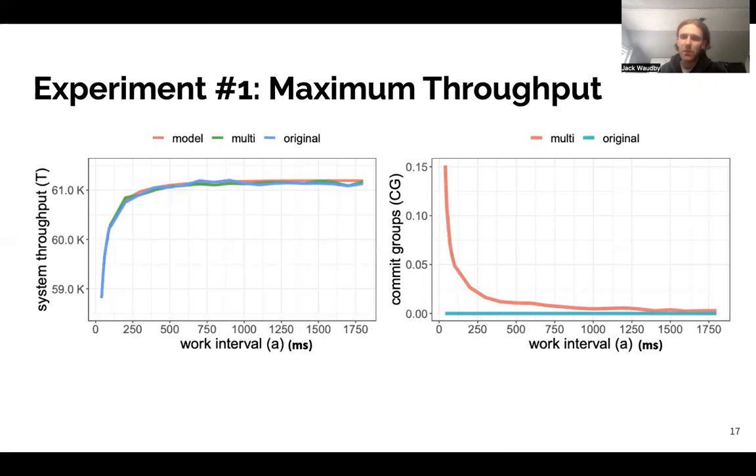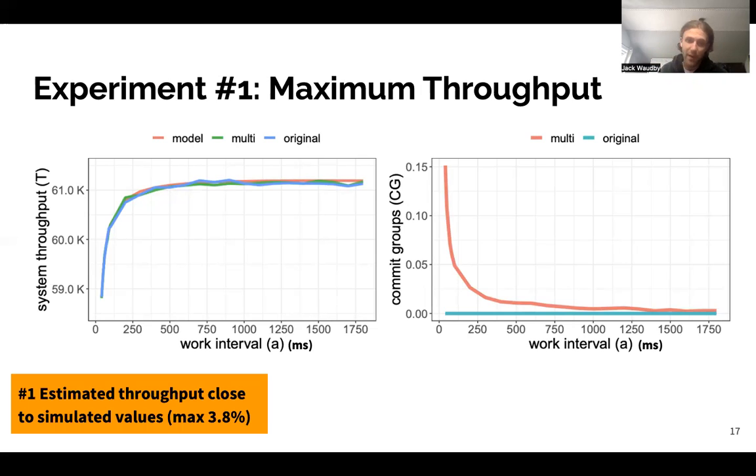So in our first experiment, we looked at the maximum throughput. In the left-hand pane, we have the work interval against the system throughput. The first thing that you would probably observe from this graphic is that the analytical model in red is pretty close to the simulated values of both protocols. In fact, there's only a maximum difference of 3.8%. So we can conclude that our maximum throughput analytical model is pretty good at estimating the system throughput. So that validates the assumptions we've made during our modeling.